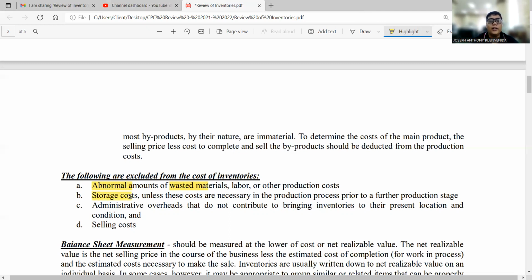The storage cost, unless these costs are necessary in the production process. Next is administrative overheads, the salaries. For example, in a factory, you have direct laborers and you have salaries in the offices. So the salary in the offices is not part of the inventory. Only the salaries of direct laborers are included in the cost of production. And lastly is the selling cost. Advertising, freight, no, that is not included. Freight-out is a selling cost, but freight-in is part of the inventory.